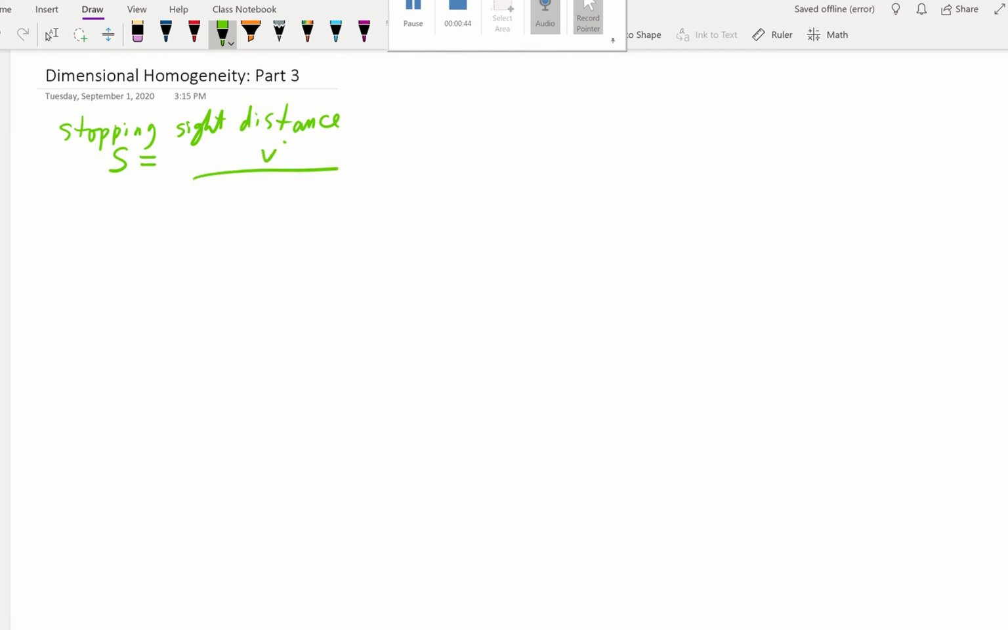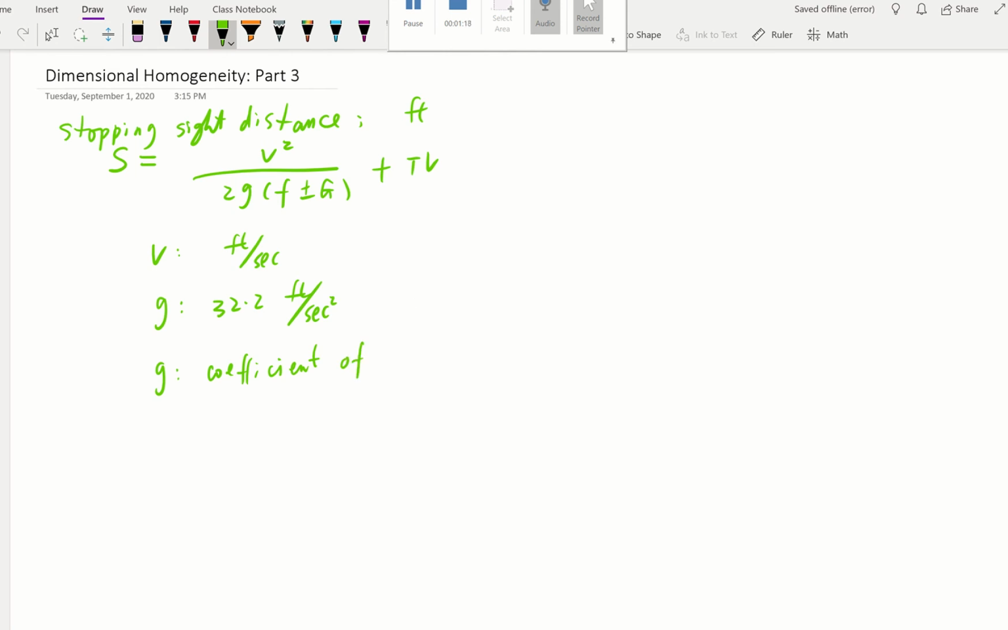So S is equal to V squared over 2g times (f plus or minus G) plus t V. S being distance, it's going to have a unit of foot. V is speed, foot per second, and g is going to be 32.2 foot per second squared. And f is the coefficient of friction between the roadway and also the tires.